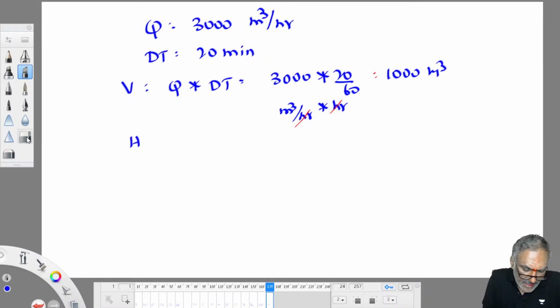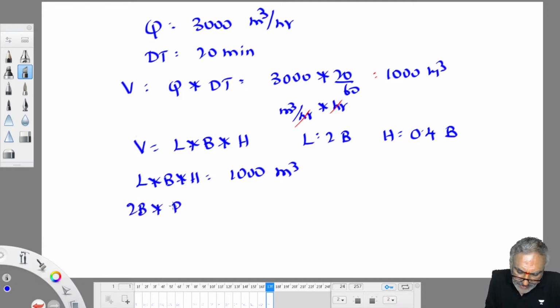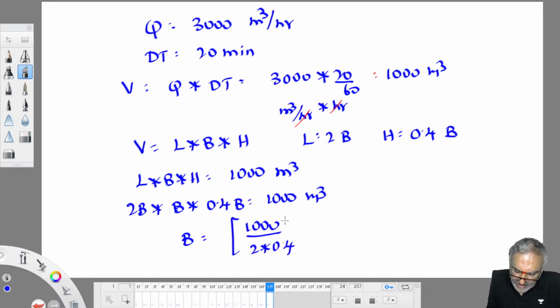And volume of this rapid mixing unit is a rectangular tank. This volume is equal to length into width into depth. What he has given is length is 2 times width and depth is given as 0.4 times width. So let us work out width. So L into B into H is equal to 1000 we got. So from this you can find out width. So length is equal to 2 times B, and depth 0.4 times B, is equal to 1000 meter cube. Therefore B is equal to (1000 by 2 into 0.4) whole power 1 by 3. Cube root it is. Can find out.